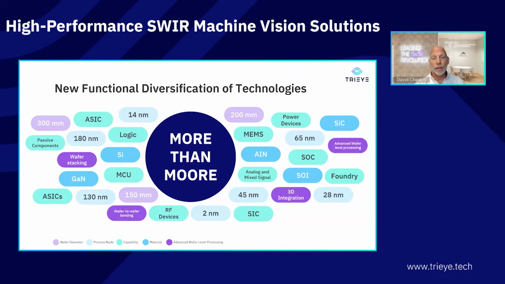You can add other types of capabilities like logic, memory, MEMS, SoC, power devices, analog mixed signal. That allows us to do different types of circuits and functionality that doesn't need to scale as much as logic circuits do. You can add different materials like gallium nitride, aluminum nitride, SOI materials, silicon carbide. And again, that gives us an additional layer of capabilities. But what's really interesting for us, and what we want to talk about today, is advanced wafer level processing. You see that in the purple there. And that includes things like wafer stacking, wafer to wafer bonding, 3D integration. And that's really enabled us to do a lot more in the same area and with different material types on a CMOS platform than we've done in the past.